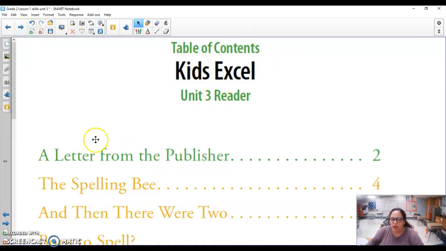So here's our table of contents. What is the table of contents? Yep. The table of contents is the name of the chapter and what page it's on. And so if you look at this, the first story in our reader today is A Letter from the Publisher, and it's on page 2.